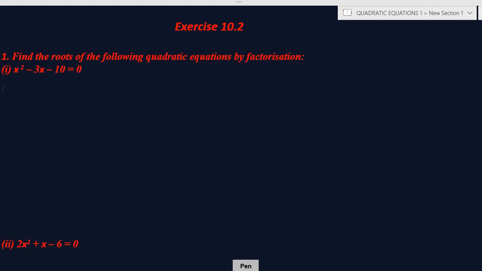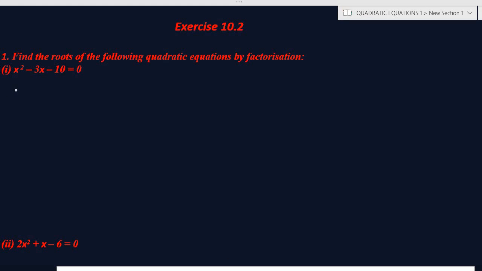The Anjanadri Academy. So let us solve exercise 10.2 of quadratic equations. The very first question is: find the roots of the following quadratic equations by factorization. How do we do the factorization method? Let us take the problem.